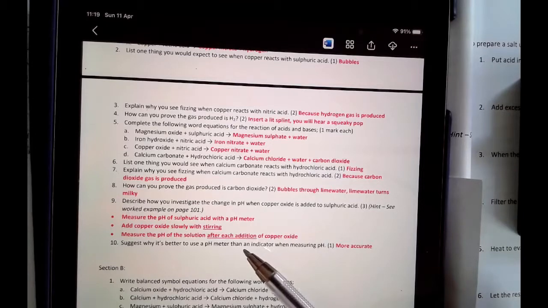Why is it better to use a pH meter than an indicator? It's more accurate. It gives you a reading to like 1 or 2 decimal places. An indicator will just tell you if it's an acid or a base. It won't give you a specific reading for pH.